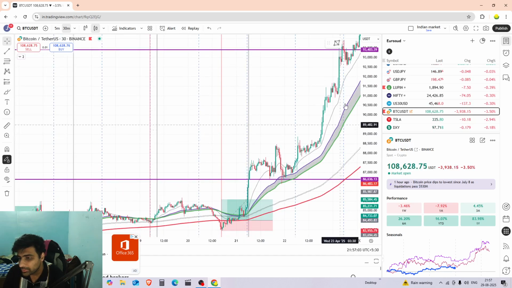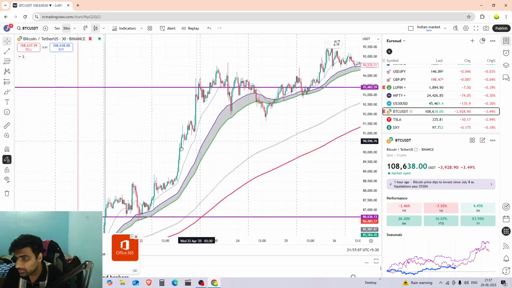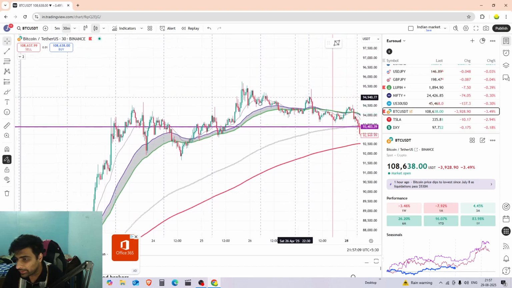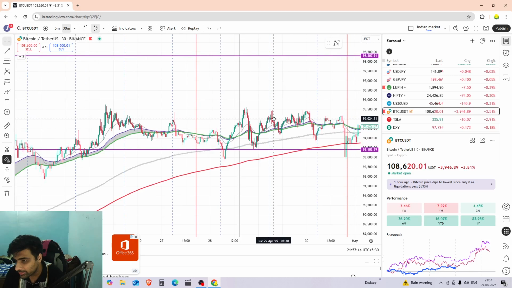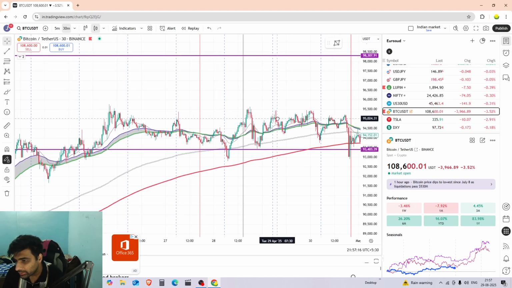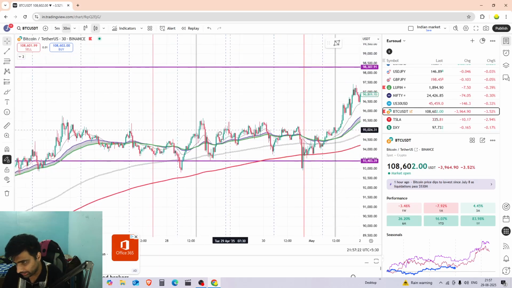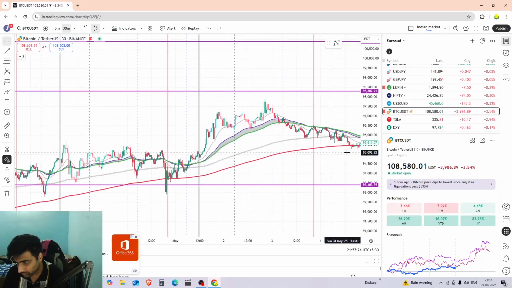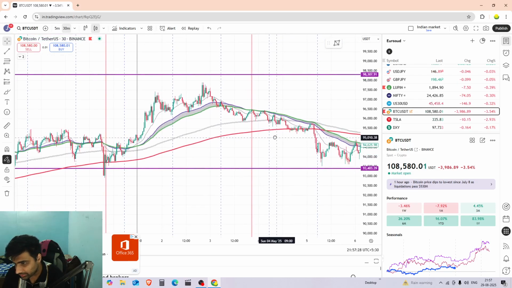Okay, now let it come back to 300. There we go. It's back to 300. But it's not a double bottom. We leave it. Okay, so the market has now changed the structure and it's going down.